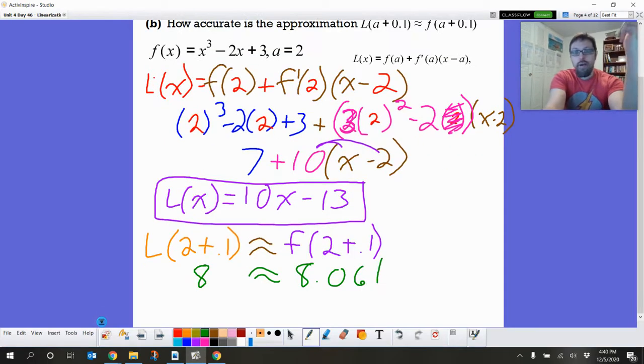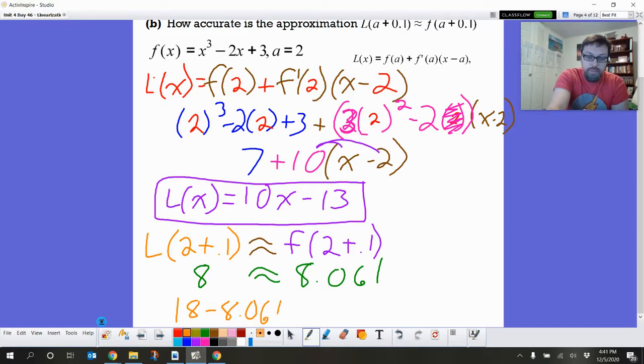Now it's asking how accurate you want to find it. In order to figure out how accurate you are, you need to find the absolute value of the difference between the two values. So the absolute value of 8 minus 8.061 equals 0.061.